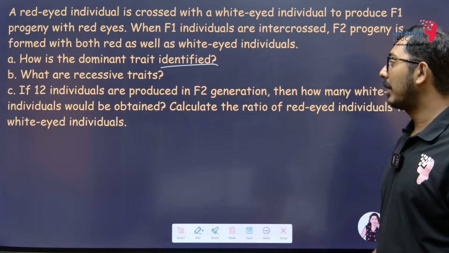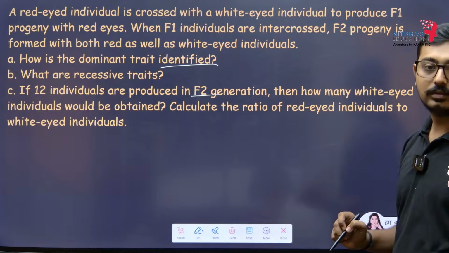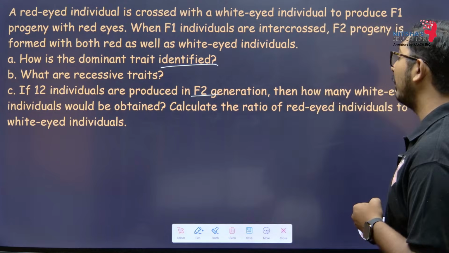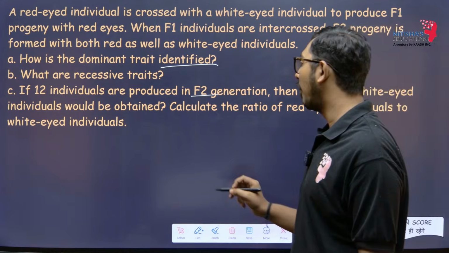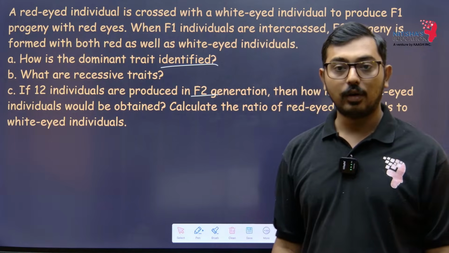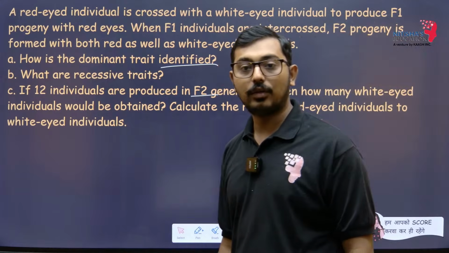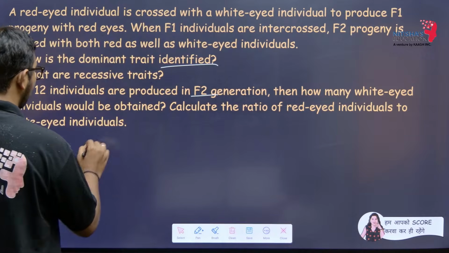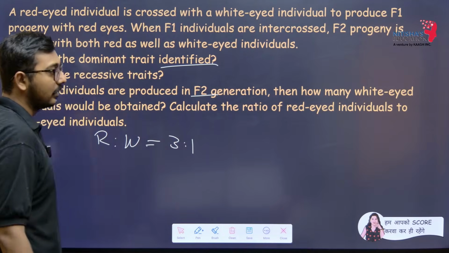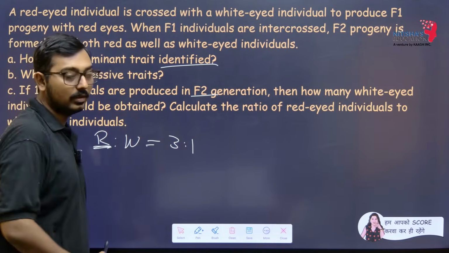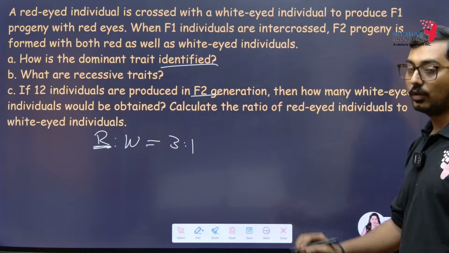If 12 individuals are produced in F2 generations, then how many white-eyed individuals would be obtained? Okay, so for that, what will you consider? The ratio of red to white-eye is 3:1, as red eye is the dominant one. So the ratio would be 3:1. So that will be the ratio of this.